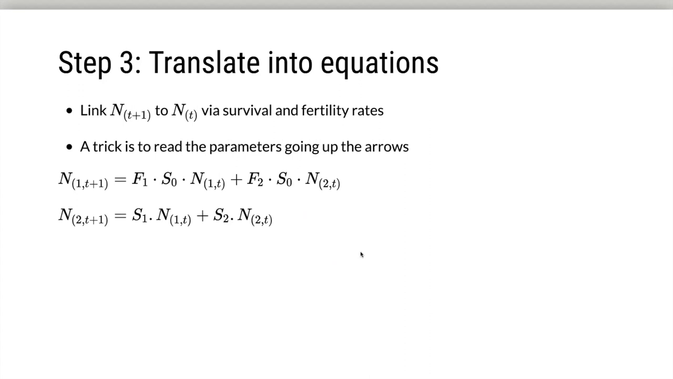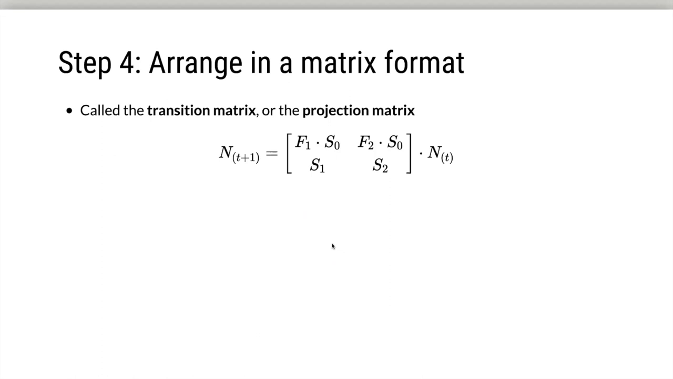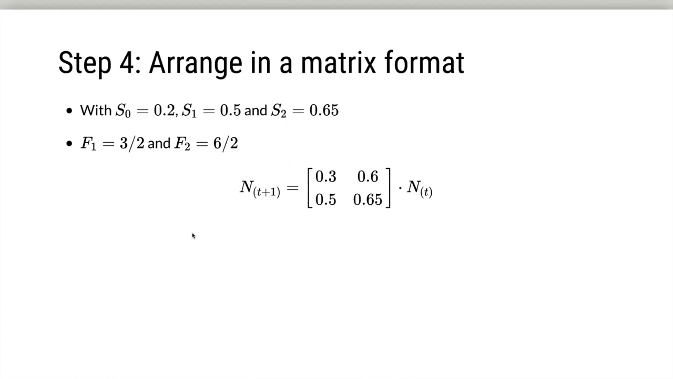If you just store these parameters into a matrix, it makes things much easier from a computational point of view. First, because you don't have to work with several lines of equation. Imagine, for example, an elephant population. You have like 60 plus age classes. You'd have 60 lines of equations. It's easier to store the parameters in a matrix. And then you can simply multiply the number of individuals in each age class at time t by what we call the transition matrix or the projection matrix to get population size at time t plus one.